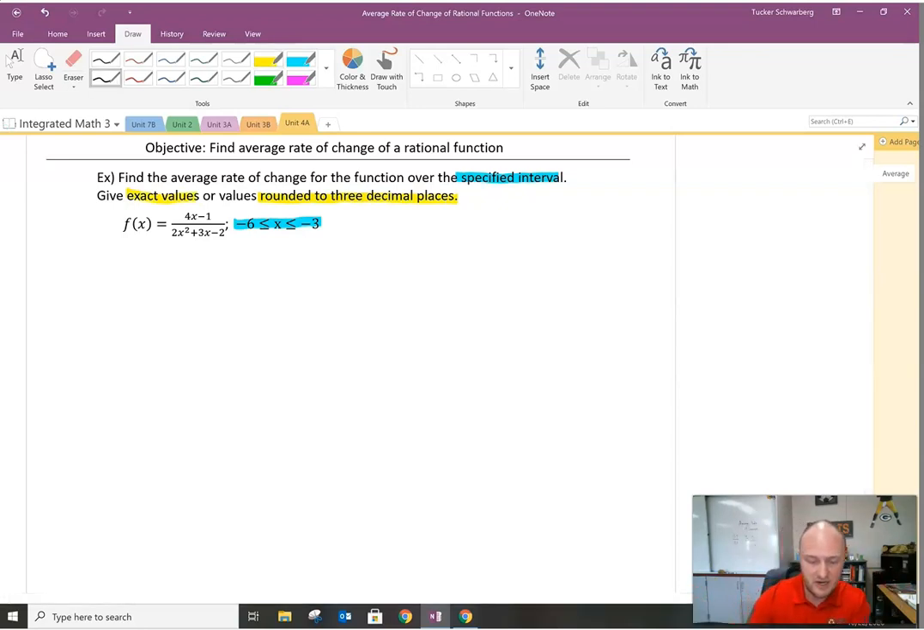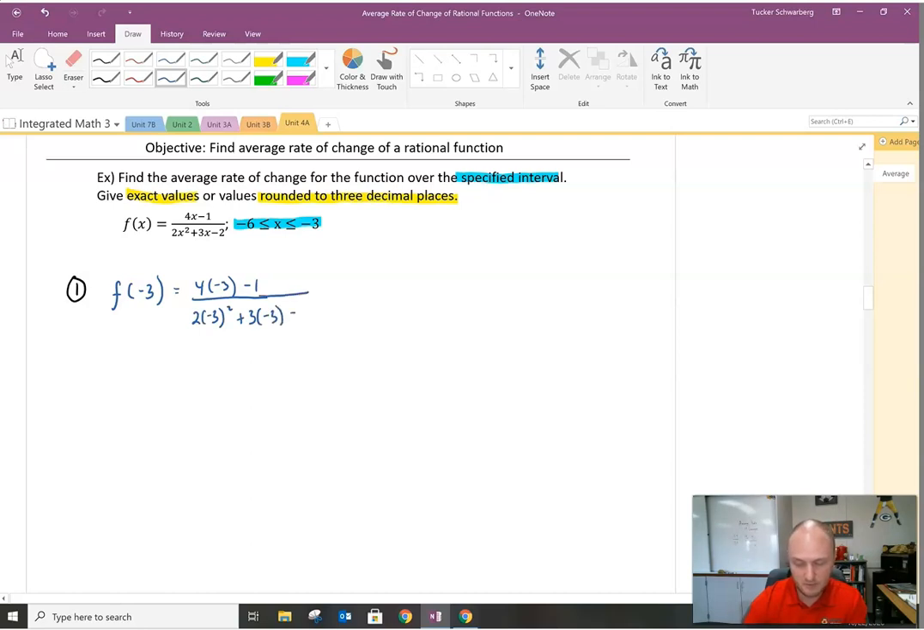So step 1, again, I need my function values. I need to first plug in, okay, what is f of -3? I'm going to plug in the second one because that value goes first. And it looks like we have 4 times -3 minus 1 over 2 times -3 squared plus 3 times -3 minus 2.